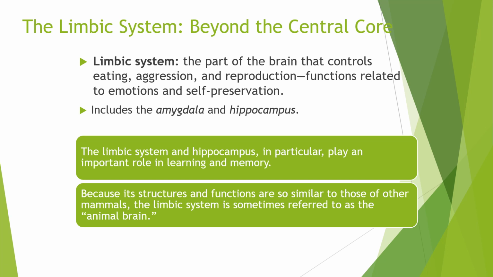And because of the limbic system structures and functions, because they are so similar to those of other mammals, the limbic system is sometimes referred to as the animal brain. So a lot of your primates, a lot of your other vertebrate types of animals have the same brain structure in the hippocampus or the limbic system.